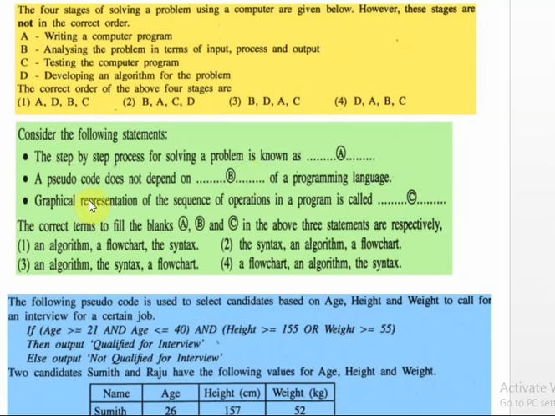Then the graphical representation of the sequence of operations in a program is called a flowchart. In the graphical representation, we use the condition block, input block. Right? Likewise, you should be able to read and understand the questions. Right? So here should come algorithm, then syntax, then flowchart.